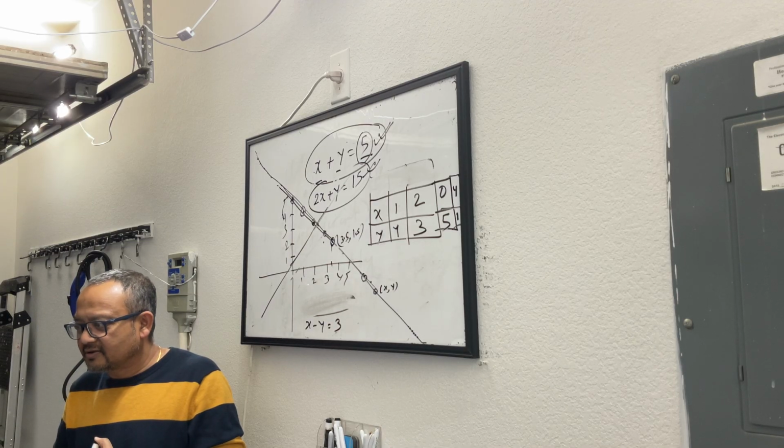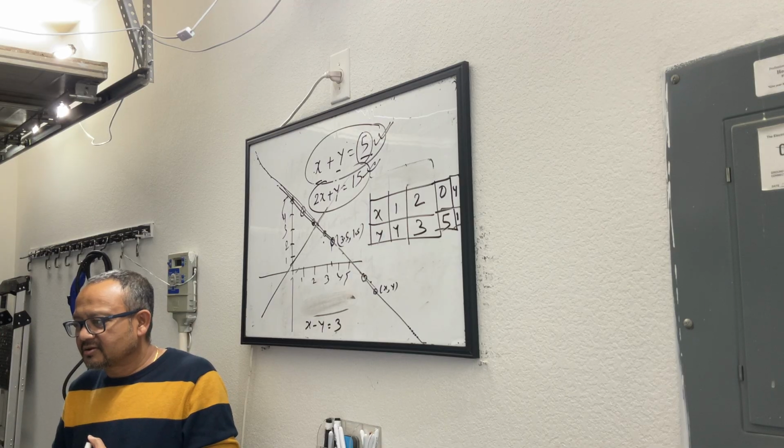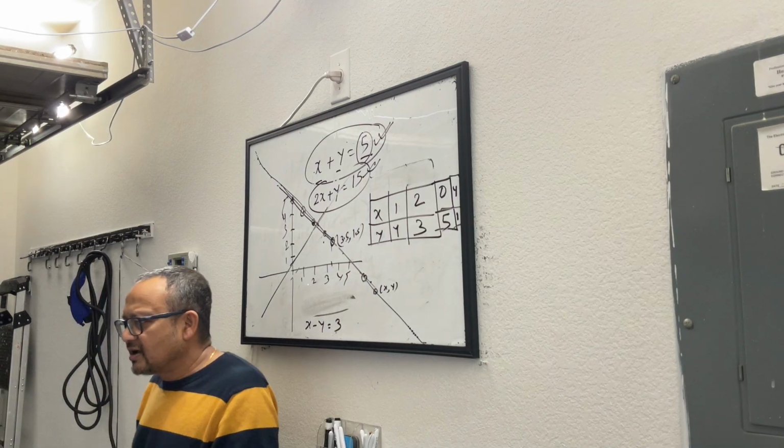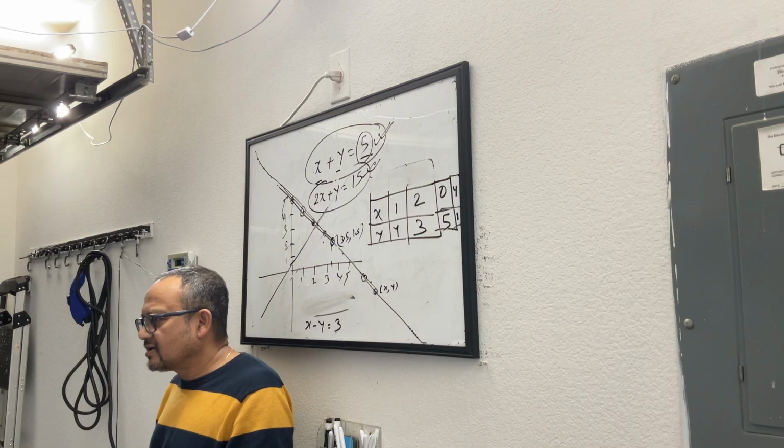So did we already do equations with two variables? We did. Like we multiply one of the equations so that we can.